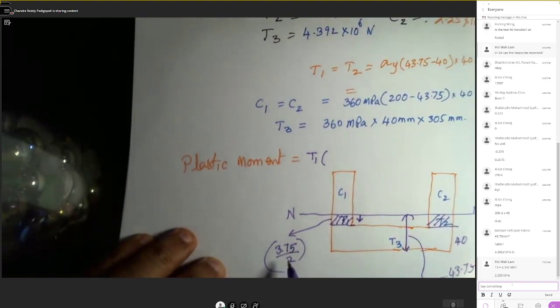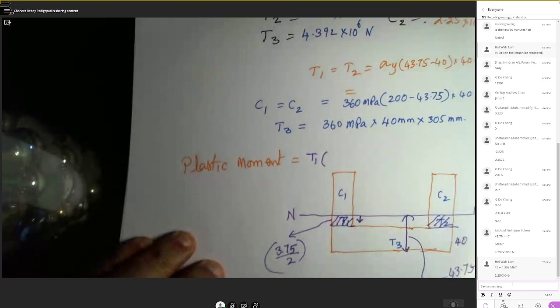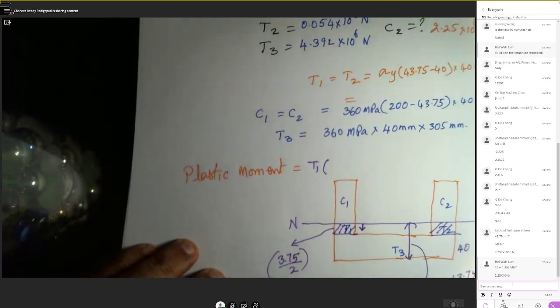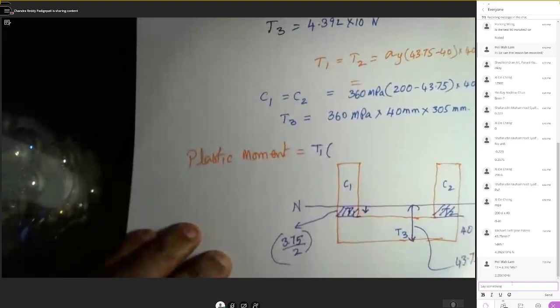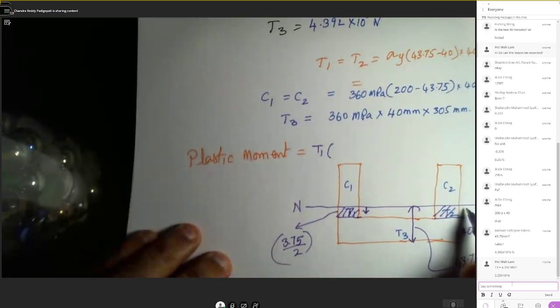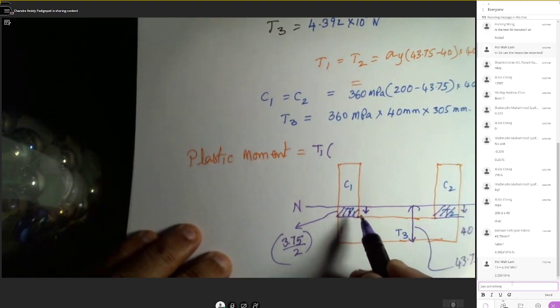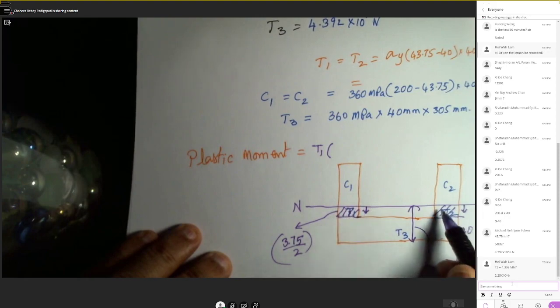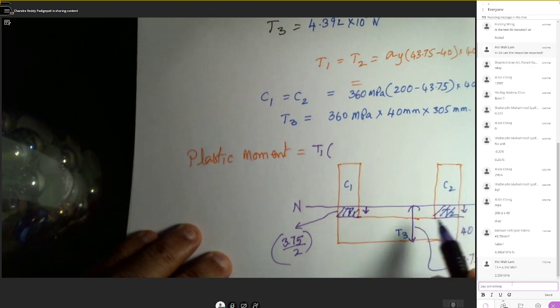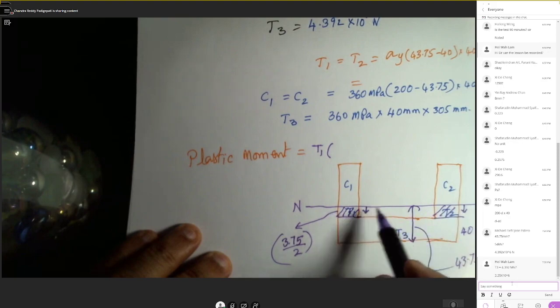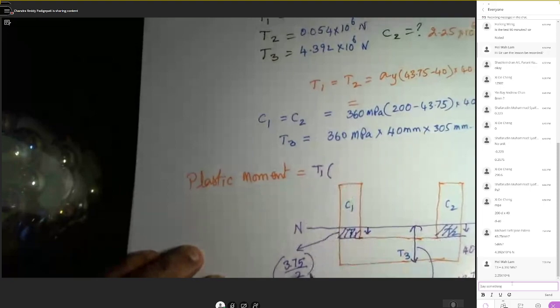Okay, so how much will be 3.75 mm over 2? So we need to multiply T1 by the perpendicular distance from the neutral axis to the centroid of this tensional zone. Similarly for T2, both the distances will be the same. We know T1, T2 are the same, so we need to multiply with the height of this block over 2.